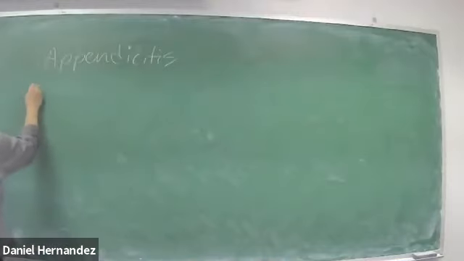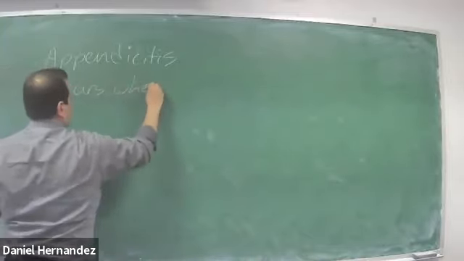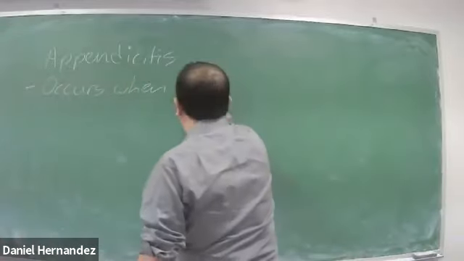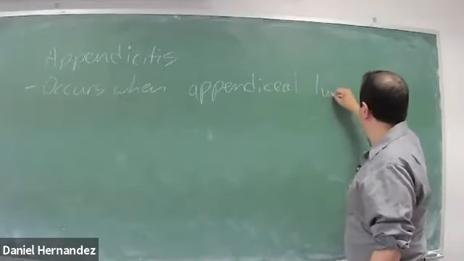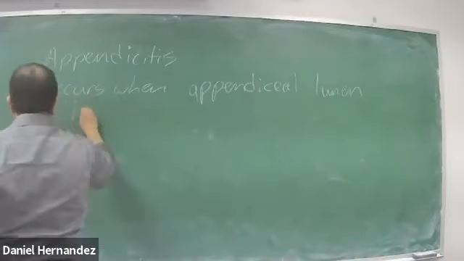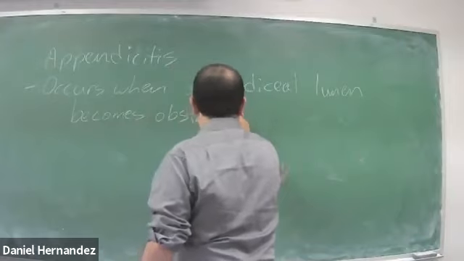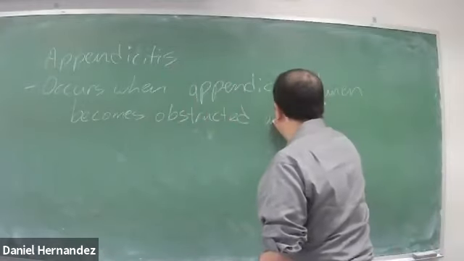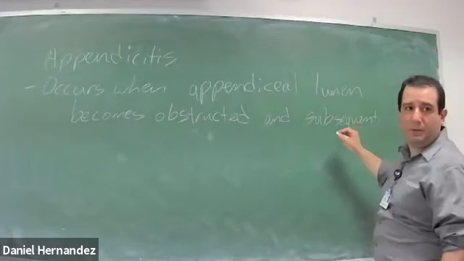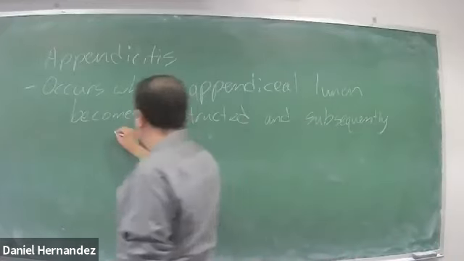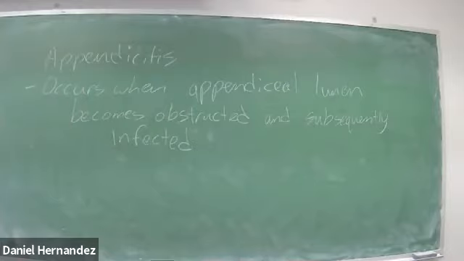So what causes appendicitis? Appendicitis occurs when the appendiceal lumen becomes obstructed and subsequently infected. So what does that mean?